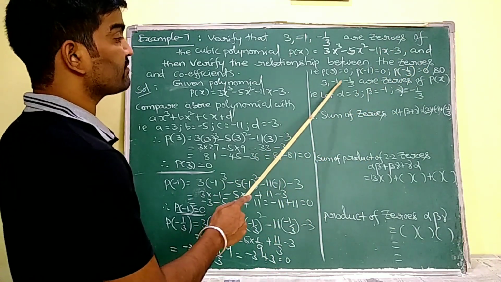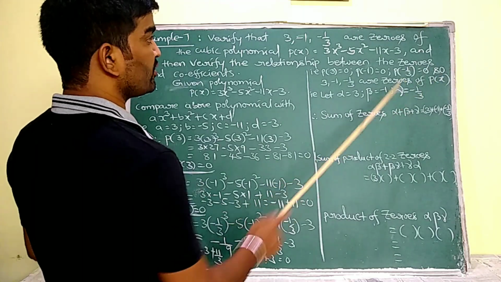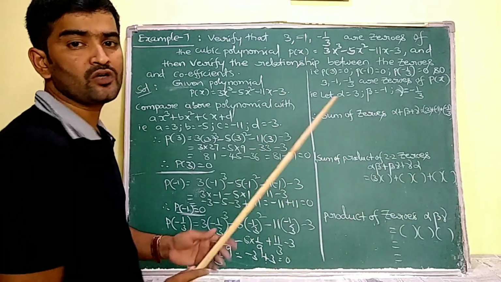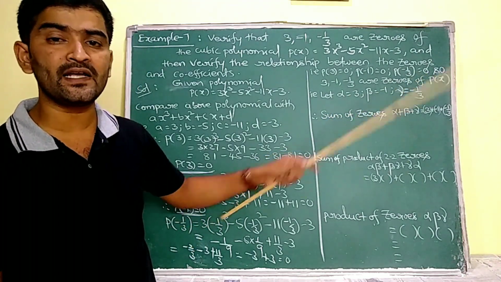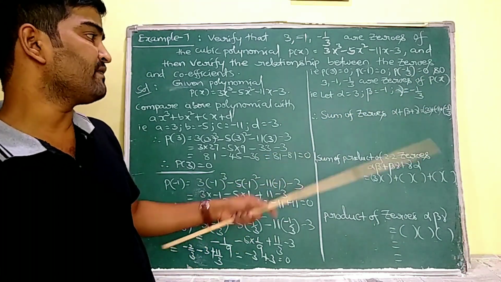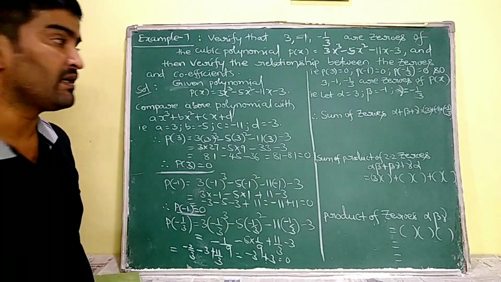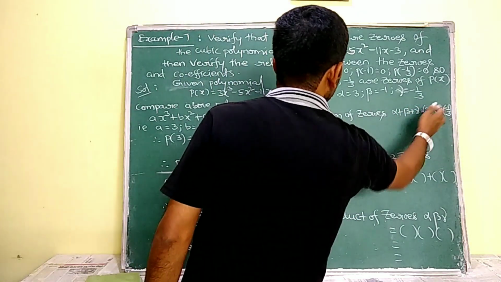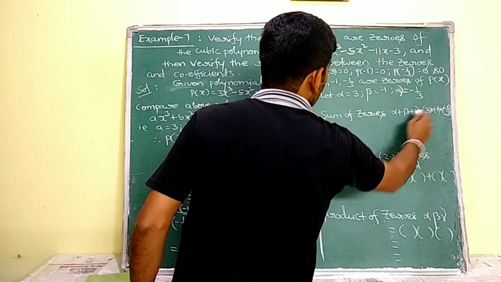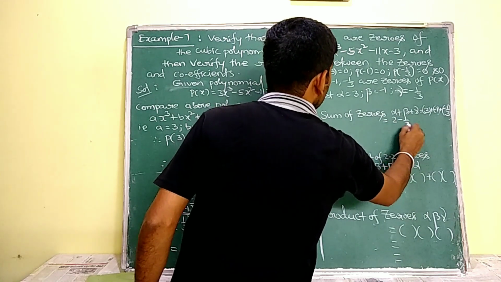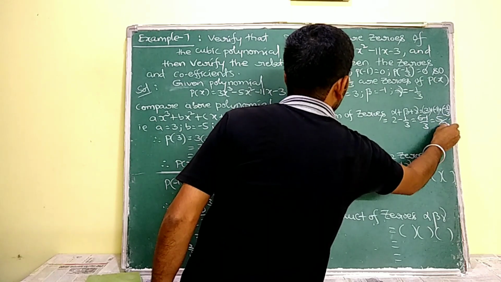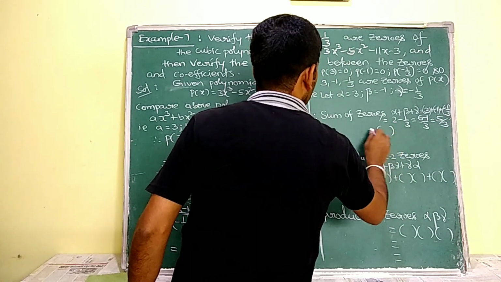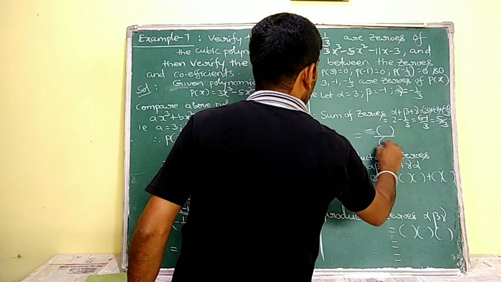So 3, -1, 1/3 are the zeros of the polynomial p(x). I am going to assume one of them as alpha, another as beta, another as gamma. So the sum of zeros, alpha plus beta plus gamma, is 3 plus (-1) plus 1/3. That is 2 plus 1/3, that is 6 plus 1/3, which is equal to 7/3. Now I have to check whether that is equal to -b/a or not.